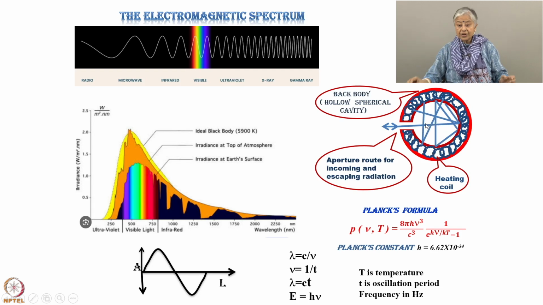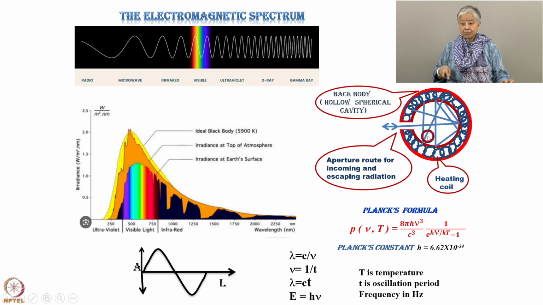Or you could think of it as a spherical ball which has coils outside, so that it gets heated. Here in this picture I have just shown the coils. Once it gets heated, that means the inside is radiating, but that radiation is not allowed to go out. This hole is very tiny here. So, now you want to know what is the distribution of this radiation which is trapped inside.